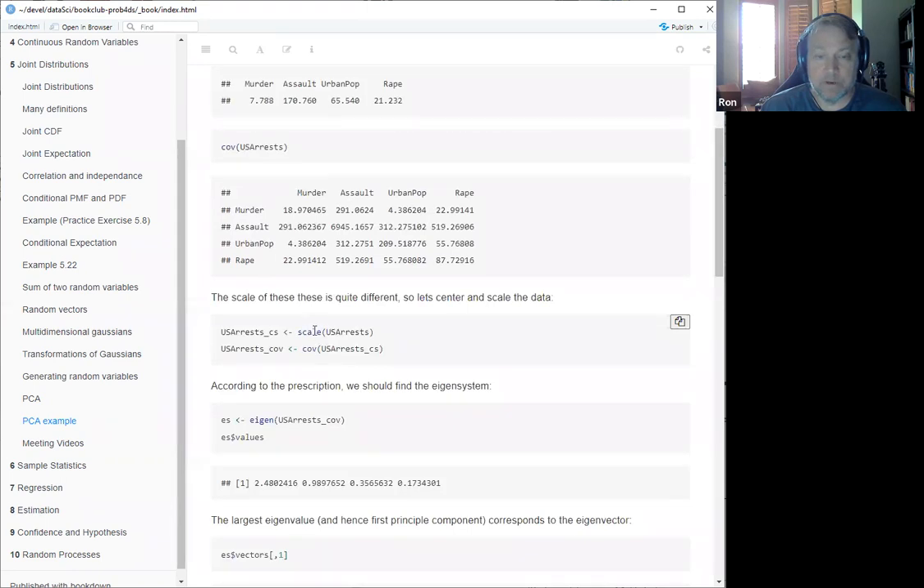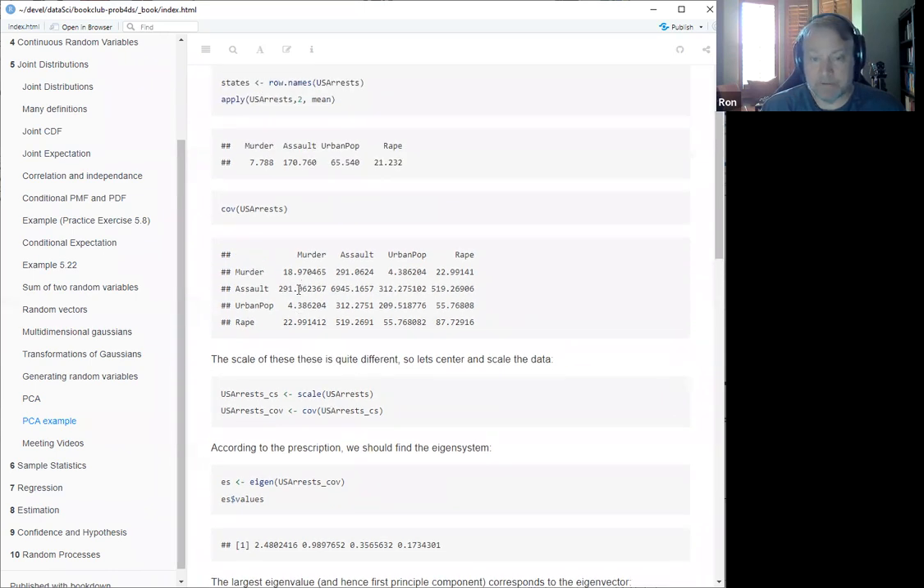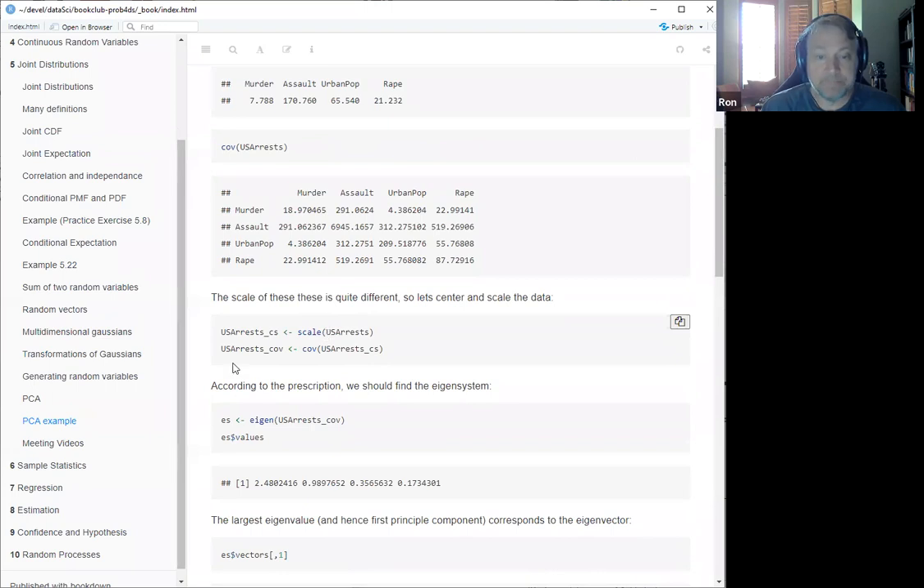So the first thing we need to do is center and scale the data. The R function scale will take the data and scale it so it has mean zero and standard deviation one, so that we're only looking at the important parts. If you don't do this, it turns out that Assault dominates everything just because it has bigger values. So we want to get them all on the same scale.